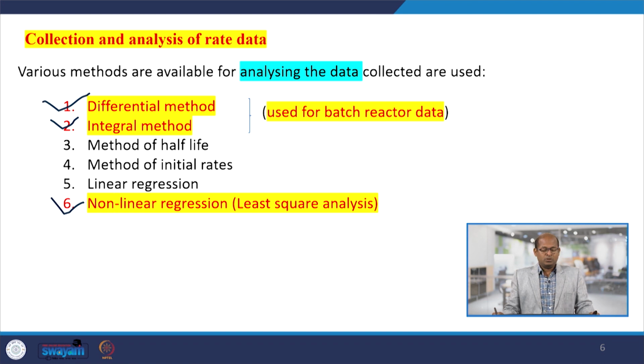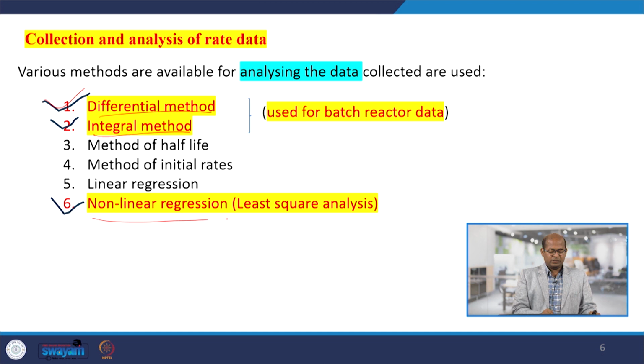Our objective is to discuss the analysis of those data, by considering various methods to evaluate rate equations or rate parameters, maybe the order of reaction, the reaction rate constant or specific reaction rate, that we can find out. There are many methods: the differential method of analysis and the integral method of analysis.